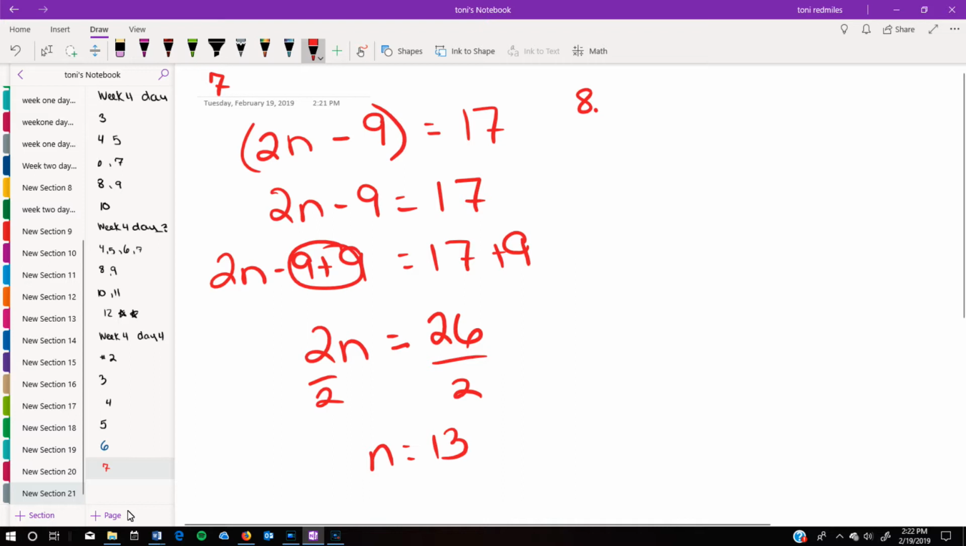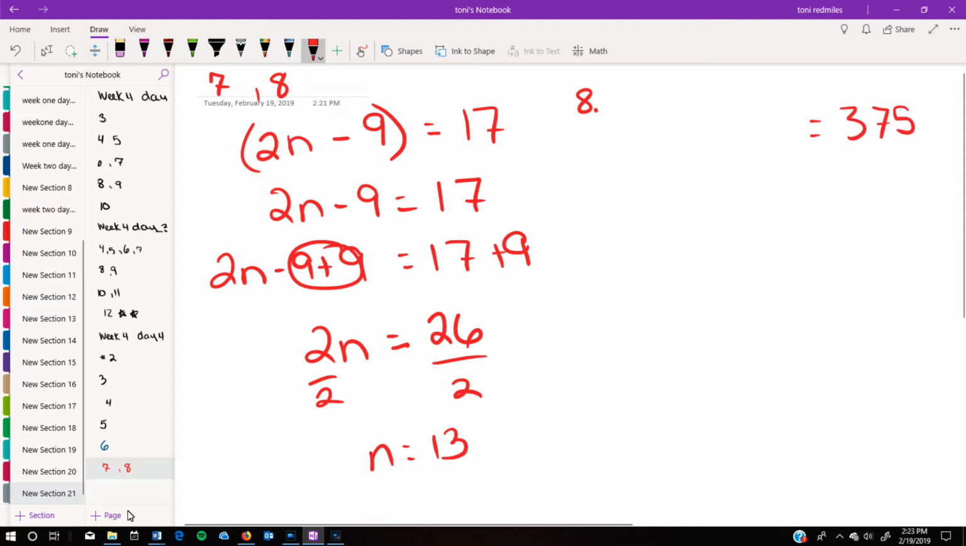Number 8, Bob's Auto Shop charges $375 to replace the timing belt in a car. The belt costs $50 and the labor to install costs $65 per hour. How many hours does it take to install a timing belt? Well, I know that the total is going to be $375. That's what the question tells me.